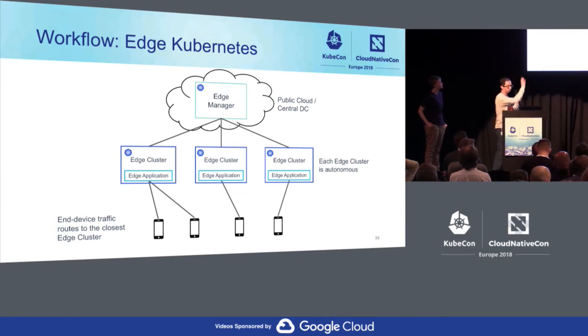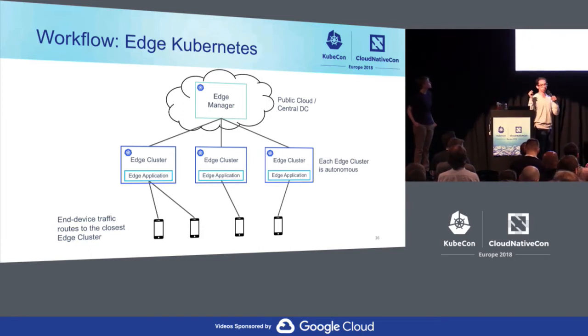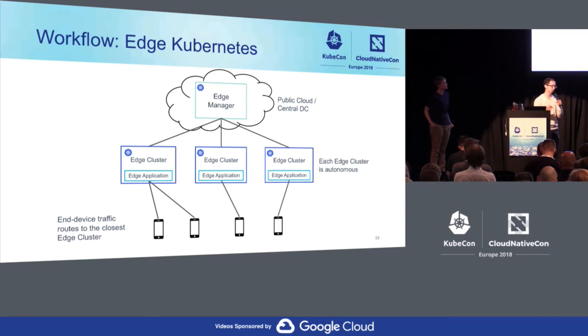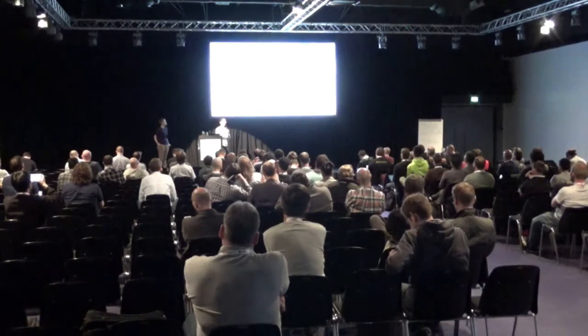At the top level, we have that Edge manager. That's in your public cloud, something that's highly available, temperature controlled. That's the brains of the operation, keeping track of all the other Edge clusters. Then I'll go down to the next tier, those Edge clusters in blue. That could be a restaurant. It could be something running on a light pole or a cell station.